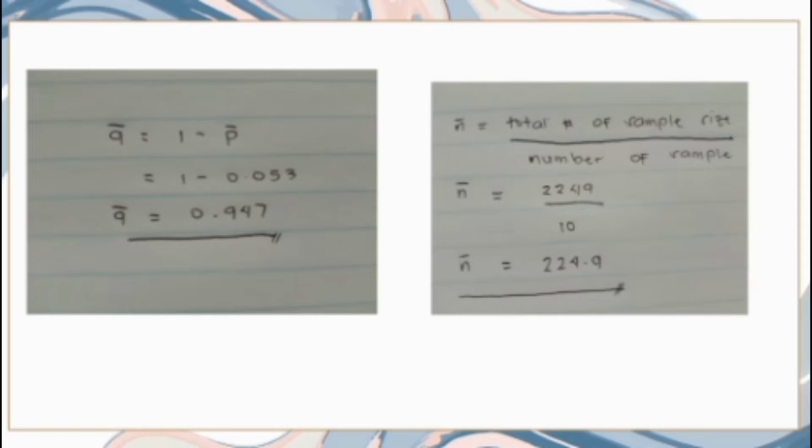So, next, we will solve the average. The formula of the average is N bar equals total sample size, which is 2,249, divided by the number of samples, which is 10. So, 2,249 divided by 10. So, the answer is 224.9.